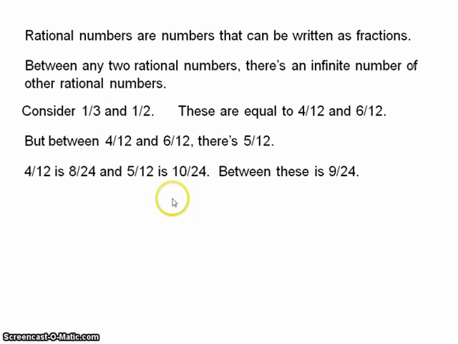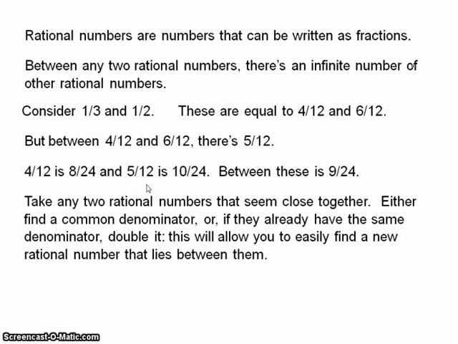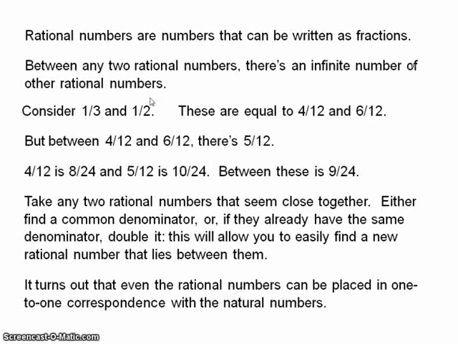In general, it's easy to see that by taking any two rational numbers, you either find a common denominator, or if they already have the same denominator, double it, and in that way you can easily find a new rational number that lies between them. So we've not just got infinity along a line here, we've also got infinity in the other direction, as it were. That between any two numbers on our line, we have an infinite number of other numbers. So it seems that this might be a bit of a problem, that we're dealing with a new degree of infinity.